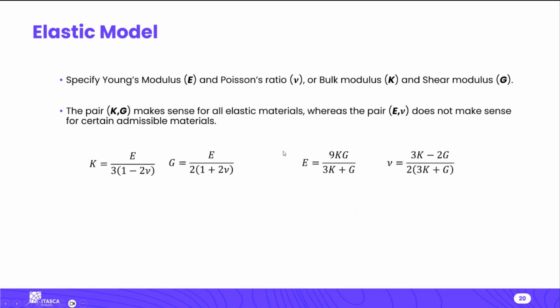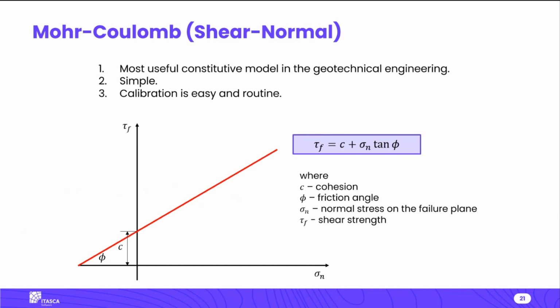If you need to convert between them, here's the equations. And that's it. So for elastic, all you need is Young's modulus and Poisson's ratio. That's it. The elastic models will never fail, of course. They will just deform happily and undeform happily along a straight line. If you want something to fail, probably the next most simple one is the Mohr-Coulomb.